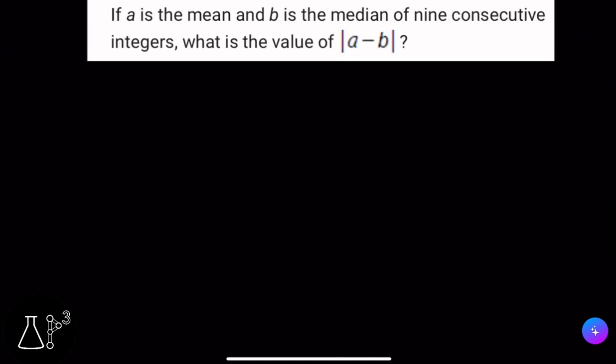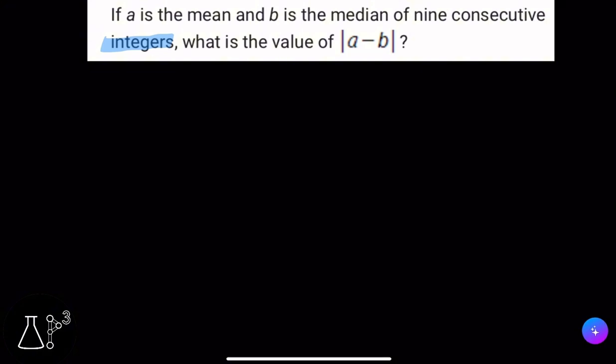Okay, let's look at this question. If A is the mean and B is the median of 9 consecutive integers, what is the absolute value of A minus B? Well, what is an integer firstly? Well, an integer is a number that can be negative or positive. It could be 0, but it cannot be a decimal or a fraction.